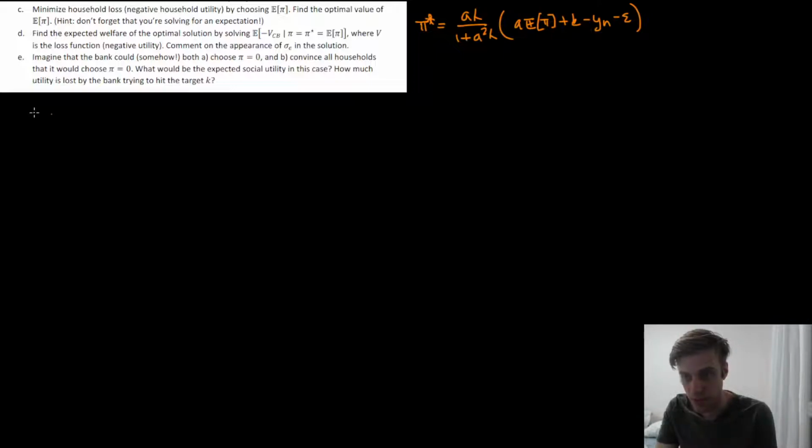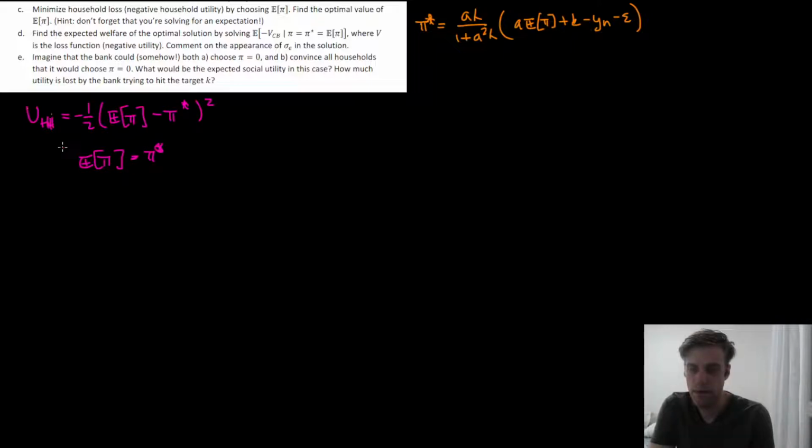household choice. We recall that the household's utility function is minus 1/2 the difference between their guess of pi and the bank's pi, which the household knows is pi star. And this maximization will imply that E of pi is equal to pi star. Okay, so this logic is all still true after we max UHH.